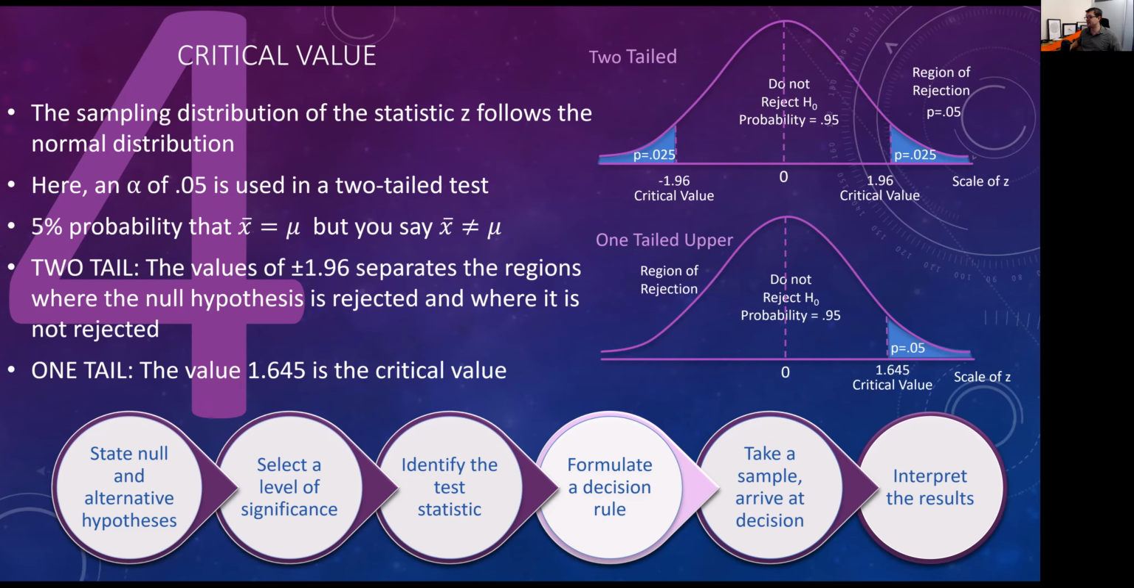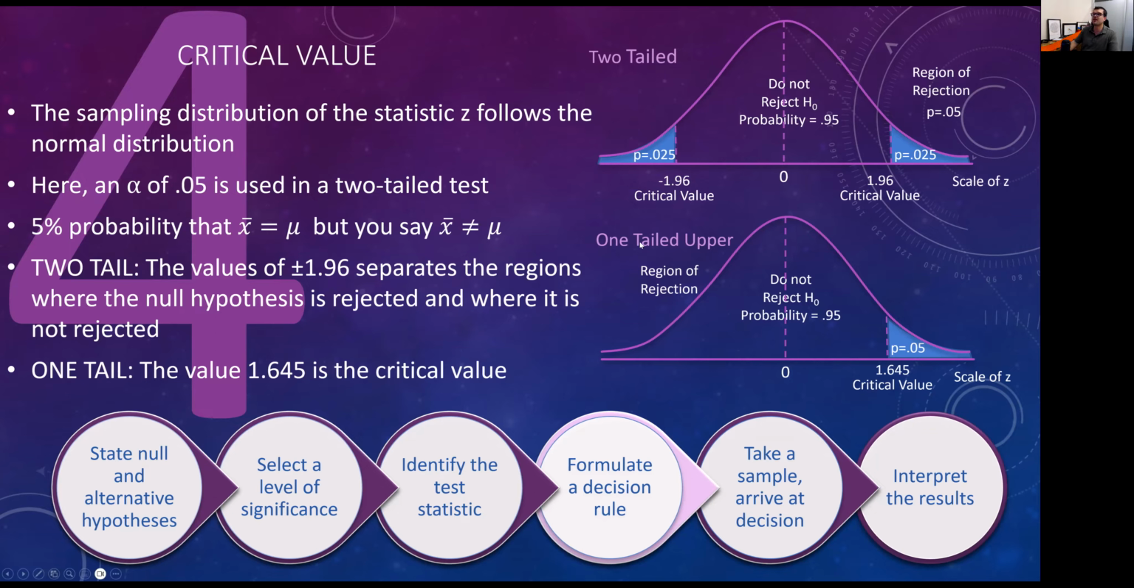Assuming that there is absolutely no difference between the finish time of cars with rubber wheels and all cars, the probability of randomly getting a sample with a calculated z value of below negative 1.96 is 0.025. The probability of randomly getting a sample with a calculated value above 1.96 is 0.025. And so you add those up together and it gives you a probability of 0.05.